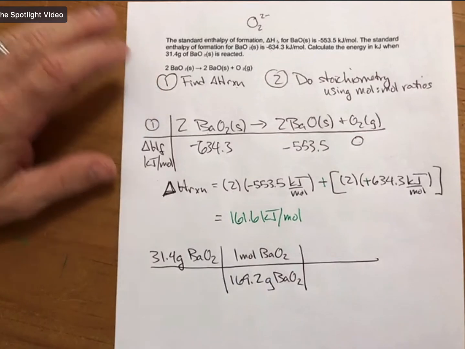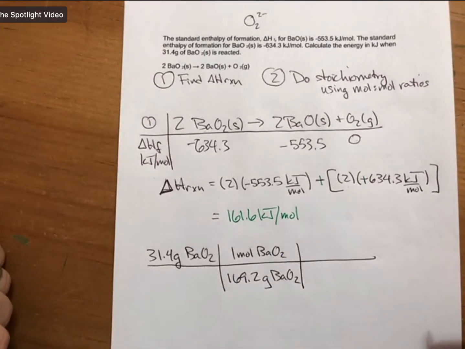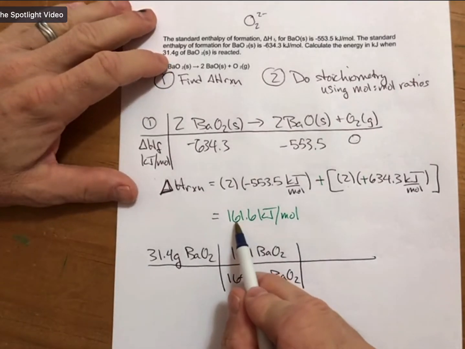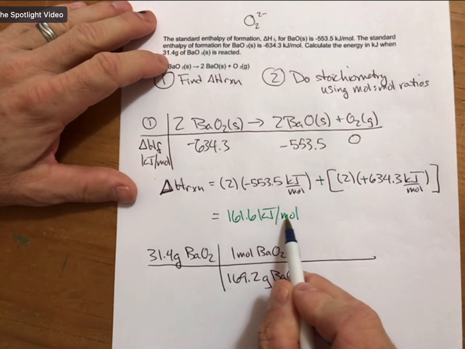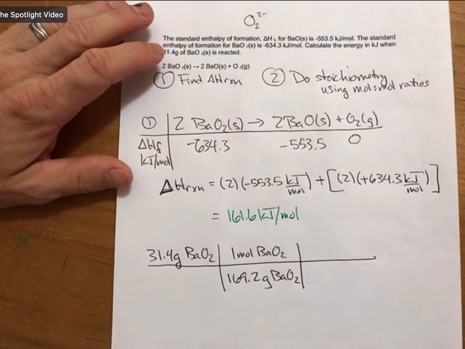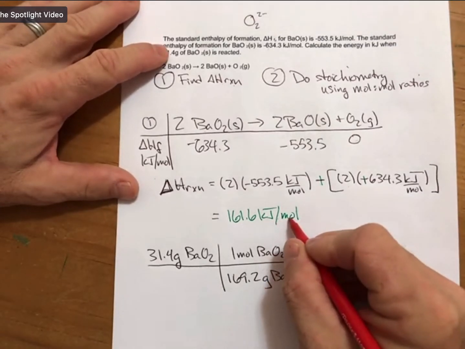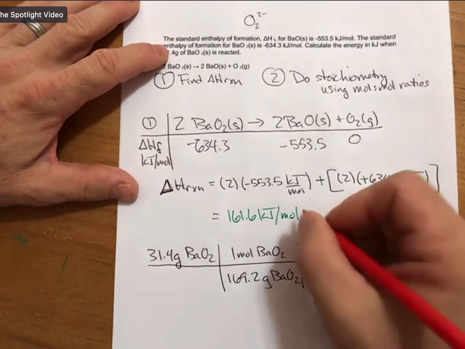All right. Now here comes what I might call the tricky part. So this number here is 161.6 kilojoules per mole. And we might now ask the question, per mole of what? And I would say per mole of reactant with a 1 coefficient.